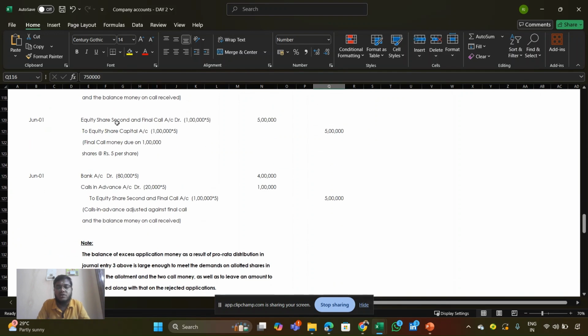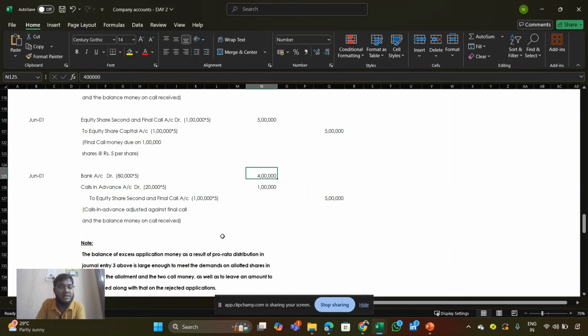So the second and final call is also the same method. Due amount 5 lakh, because 1 lakh into 5. While receiving, bank account debit, calls in advance account debit to equity share first and final call. Sorry, second and final call. So for the second and final call we used to receive 5 lakh. We adjusted 1 lakh there, and the balance 4 lakh received.